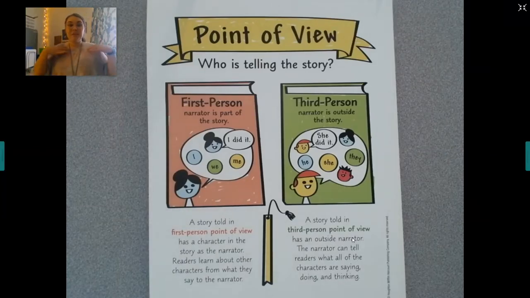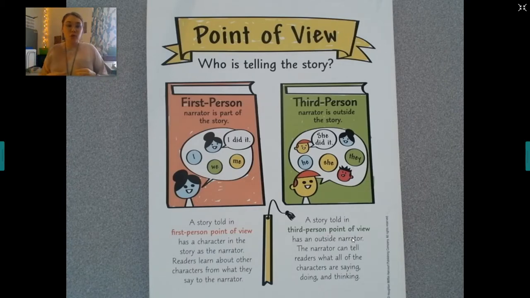I want you to think back to my previous lessons. It was a while ago, but think back to them on point of view. What is point of view? All right, so now that I've given you just a few seconds to think about point of view, let's talk about what it is. So point of view is who is telling the story.